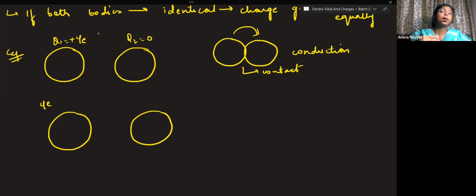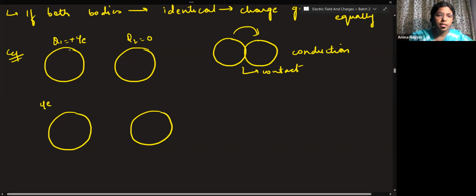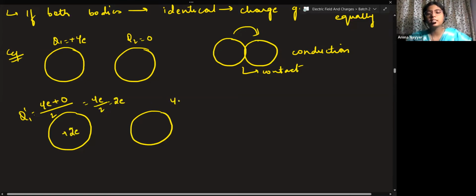Just in case you have large numbers, take the first value, take the second value and take out their mean. This will be q1 dash, meaning after transfer. So 4e divided by 2 gives you 2e, and (4e plus 0) by 2 gives again 2e. So both the bodies have received 2e charge.